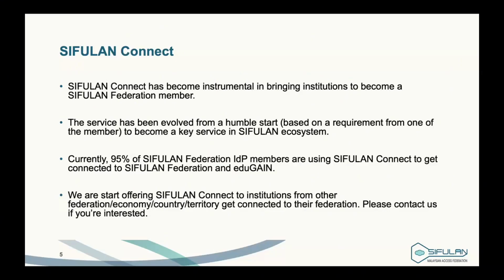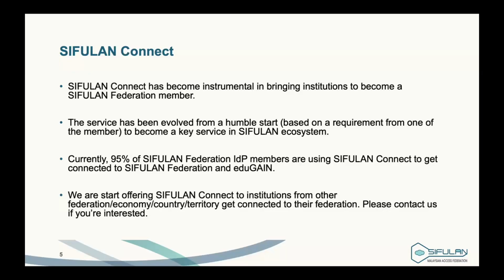To solve this problem, we developed an IDP as a service called Sifulan Connect, and it has been instrumental in bringing institutions to become our federation members. I think close to 100% of our IDP members are using Sifulan Connect to join our federation, which is good because we can ensure compliance, particularly when they have to connect with services from eduGAIN. They shouldn't have any technical problem to join, and also within the federation itself.